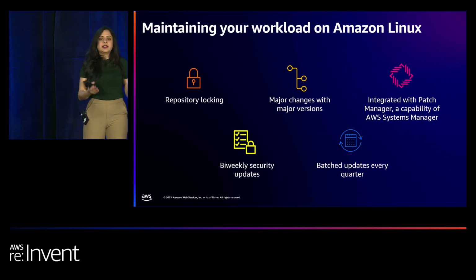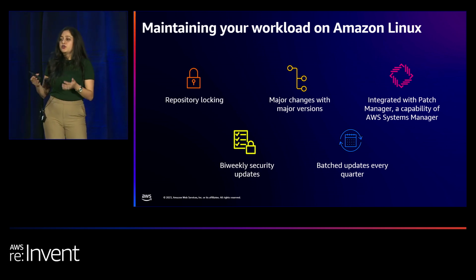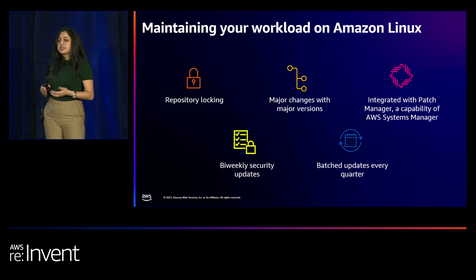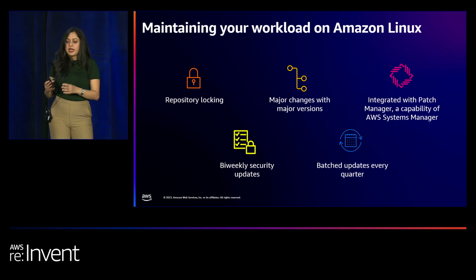In terms of predictability, we have a cadence not just for our security updates, but also for package updates and new features. We have moved to a quarterly cadence where every quarter we have a new release of Amazon Linux, which contains potentially new packages, new features, and updates to existing packages. And these batched updates allow you to plan your migrations and updates in a more predictable manner.